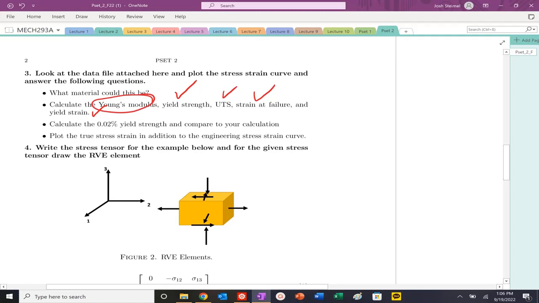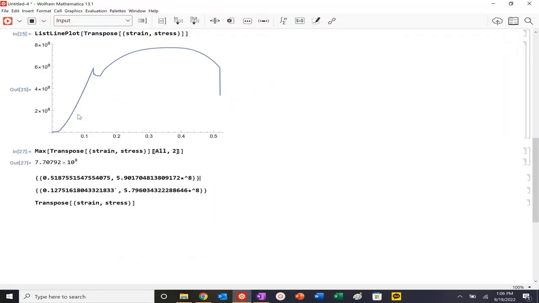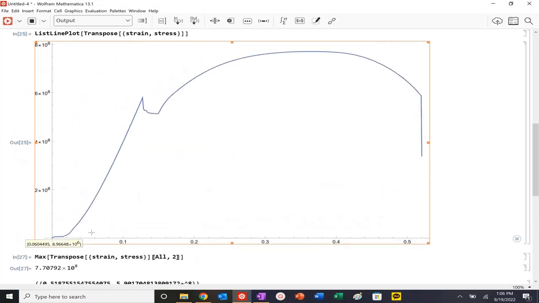Now I just need to measure my Young's modulus. So to do that, I'm going to have to start to pick out some different points here. And we could actually do a fit. So I'm just going to take some representative points here, and we are going to grab those points. Looks pretty linear to me.